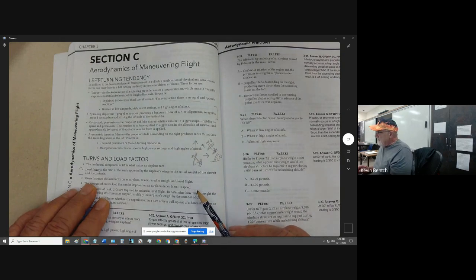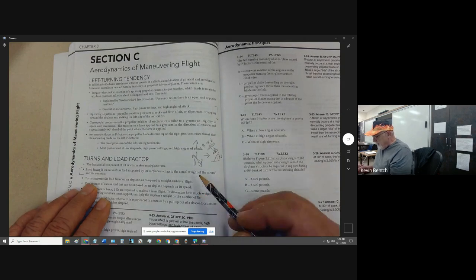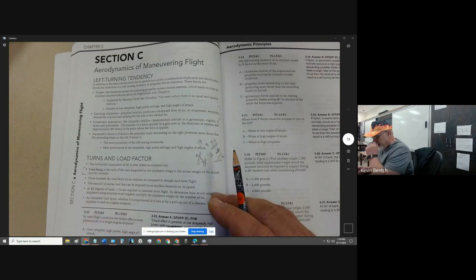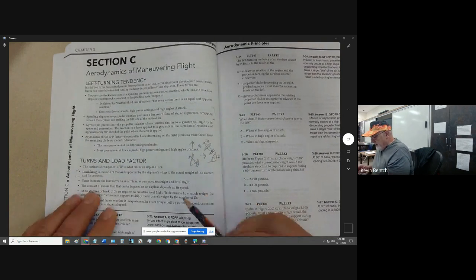And I think when you're at a different bank, I don't know, it was 30 or 60. Anyway, we'll get to that. You just have to multiply by a factor that tells you what the load factor is. And it can get pretty high pretty quick and cause trouble if you're not careful.